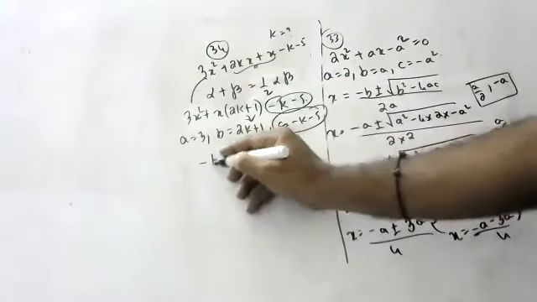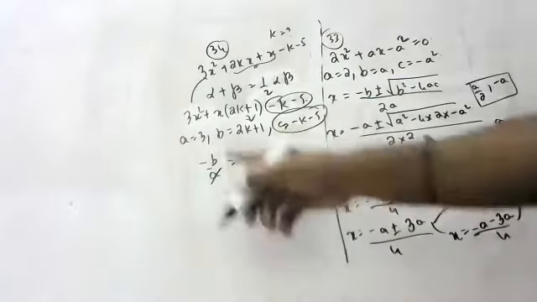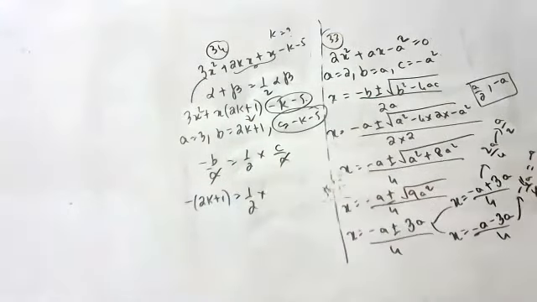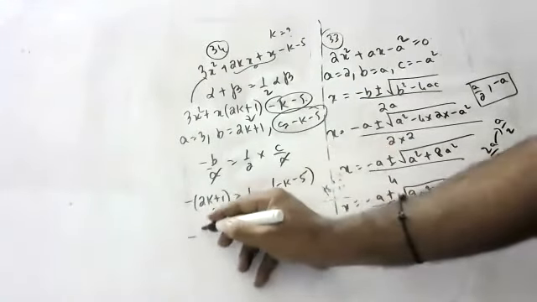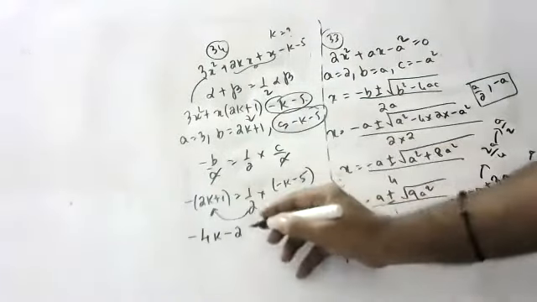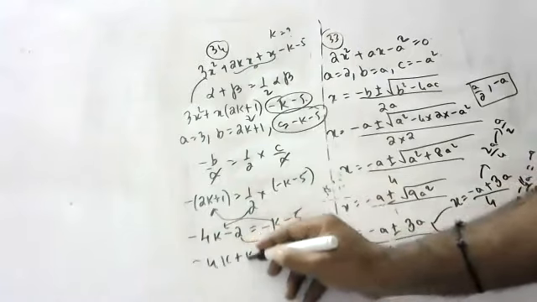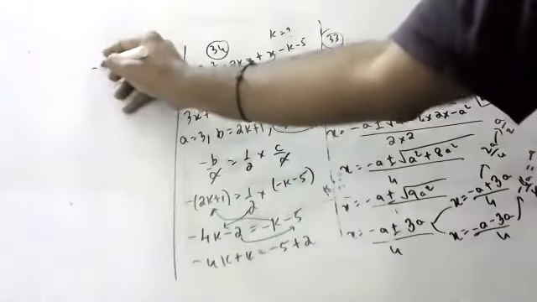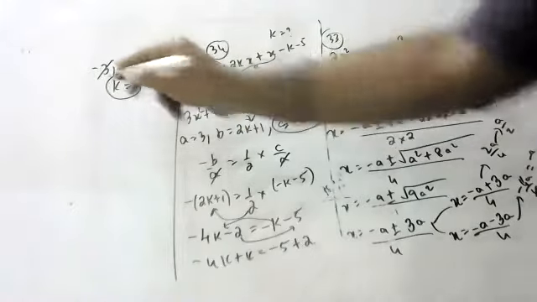Now alpha plus beta is minus b by a. Alpha into beta is c by a. A cancels. What is b, children? Minus of 2k plus 1. What is c? Minus k minus 5. Two brought here: minus 4k minus 2 is equal to minus k minus 5. This goes here, this comes here: minus 4k plus k is equal to minus 5 plus 2. How much is that? Minus 3k is equal to minus 3. Minus 3, minus 3 cancel. k is equal to 1.